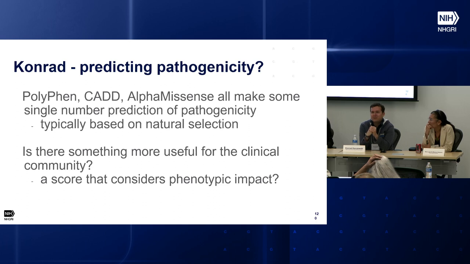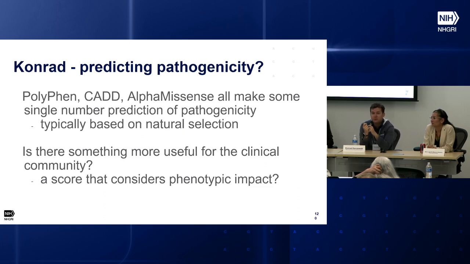What should we actually be predicting? What is the thing that we want? We always talk about likely pathogenic as a nice outcome for something. But AlphaMissense does this. PolyPhen did this. CADD did this. They're getting better. I'm not saying there's no room for improvement, but they give you a single score, which is a global estimate of the deleteriousness. In practice, it's the estimate of natural selection, but same idea. And then that leads to pathogenicity.